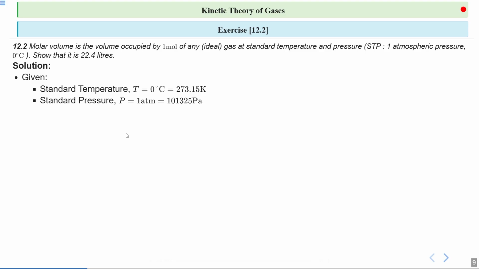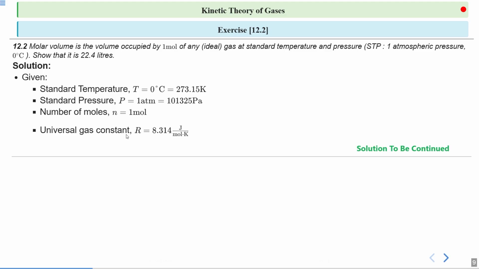Next, we have standard pressure, which is 1 atmospheric pressure. So 1 atm is equal to 101325 Pascal, or we can say 1.01 into 10 raised to the power 5 Pascal. Number of moles, n equal to 1 mole. Universal gas constant R is equal to 8.314 joule per mole per Kelvin.